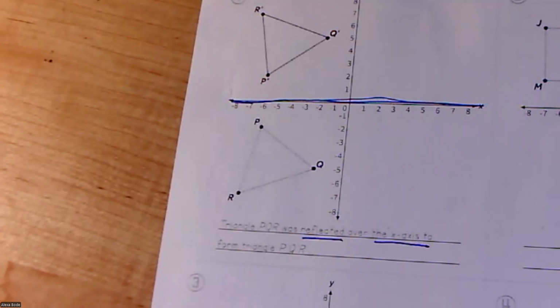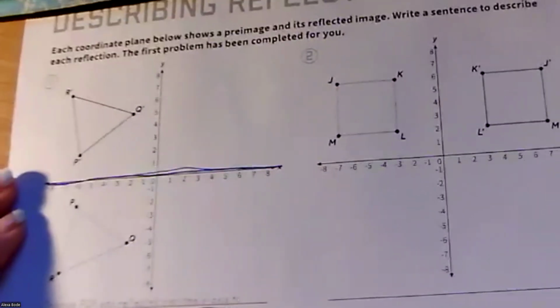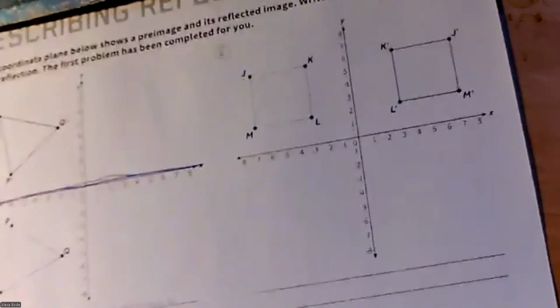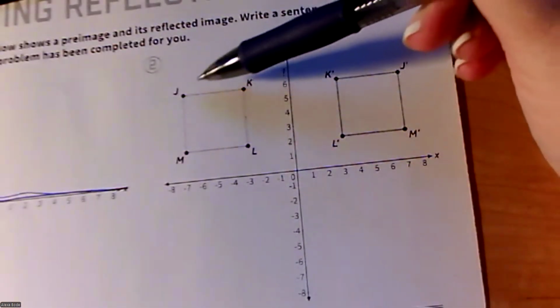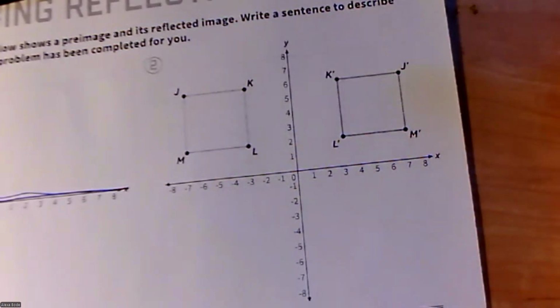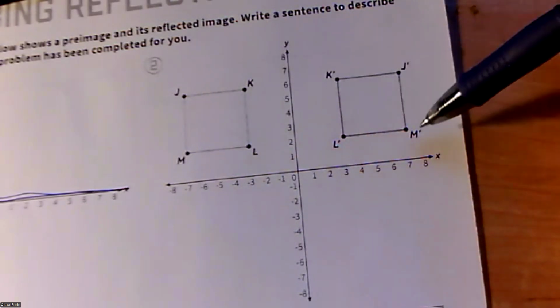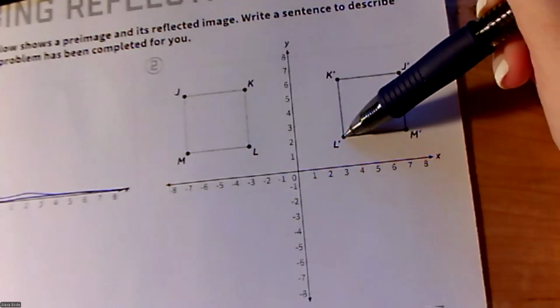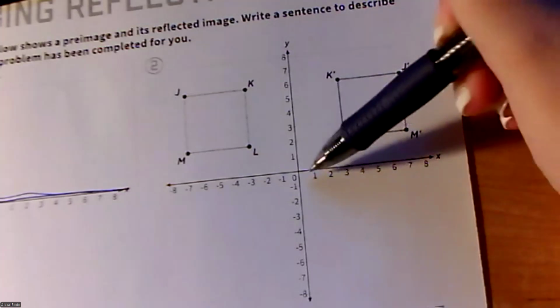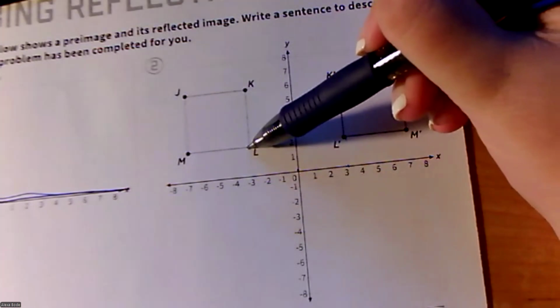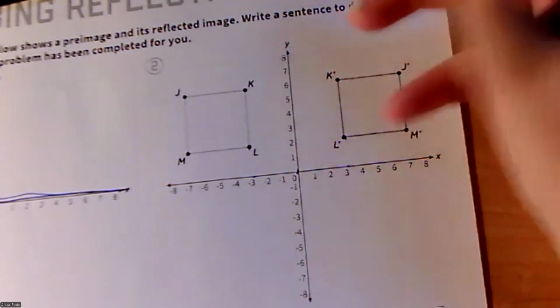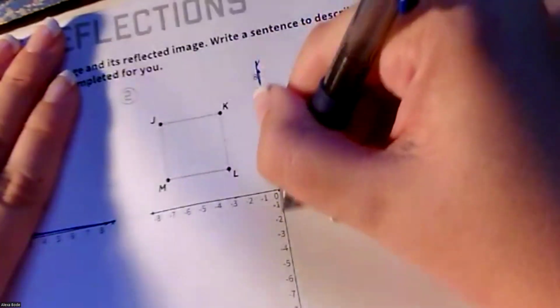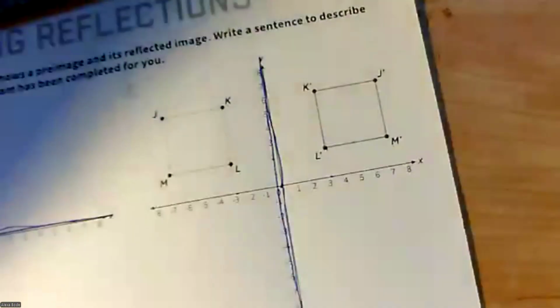Okay. So with number 2 here, I am looking for the line that's perfectly in the middle of our square JKLM and our square J prime, K prime, L prime, M prime. So I can see L prime is 3 units away from the y-axis here, and L is 3 units away from the y-axis here. So my line of reflection here is the y-axis.